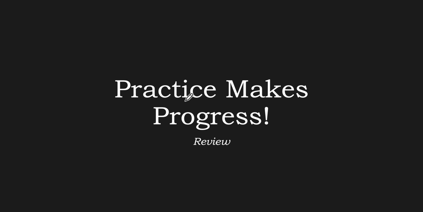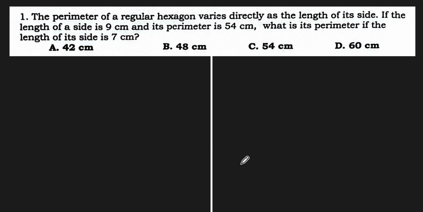So, students, let's have a review for the Math 9 quarter 2. Okay, so now without further ado, allow me to give you the first example or first situation. So in the first item, the perimeter of a regular hexagon varies directly as the length of its side.